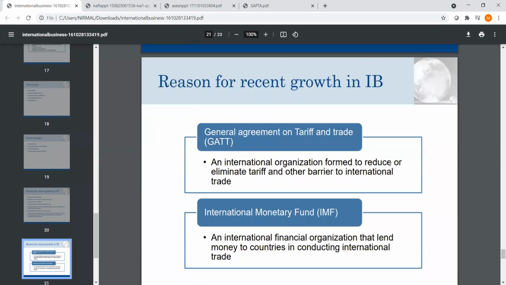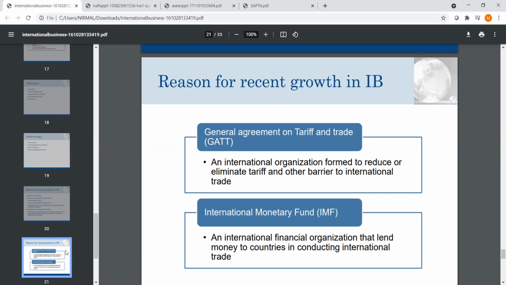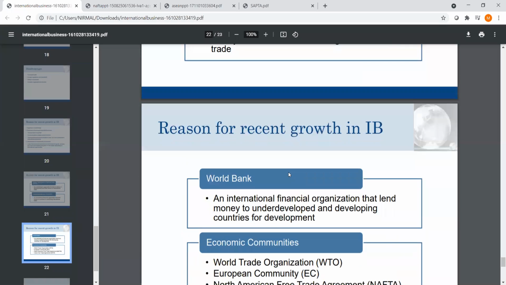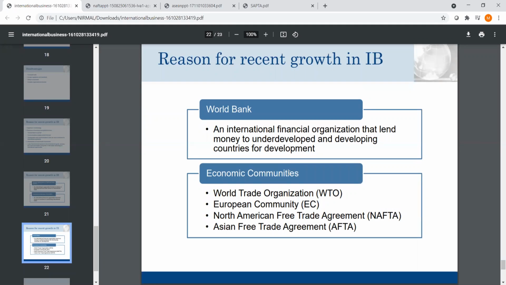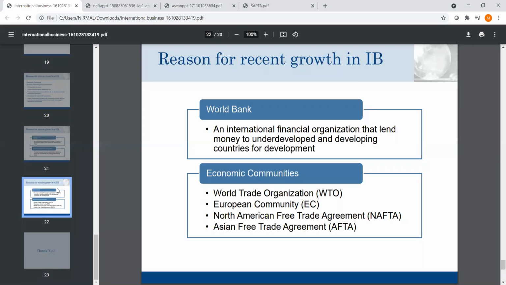And see this: the General Agreement on Tariffs and Trade, GATT, an international organization formed to reduce or eliminate tariffs and other barriers to international trade. The International Monetary Fund, an international financial organization that lends money to countries conducting international trade. The World Bank, an international financial organization that lends money to underdeveloped and developing countries for development. Economic communities: WTO, European Community, NAFTA, AFTA, right? There are various communities also, like SAARC, ASEAN, SAFTA. A lot of things are there. So these communities play a vital role in the growth of IB, right?